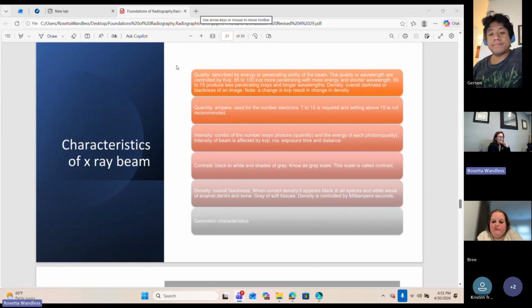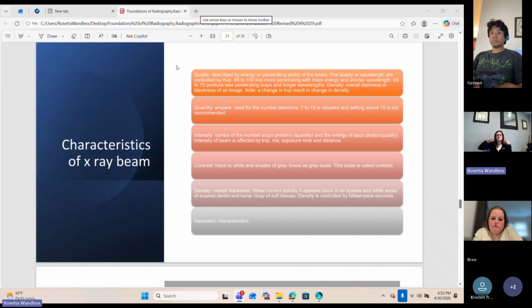Again, just to go over density, the overall darkness or blackness of an image. So let's say if we could change kVp, if we made kVp higher, it would result in a darker or denser image. When kVp is lower, it's not as black. It doesn't have that blackness. It has more contrast. It has a little bit more grayscale in it. Still good, but a little bit more grayscale in it, okay?